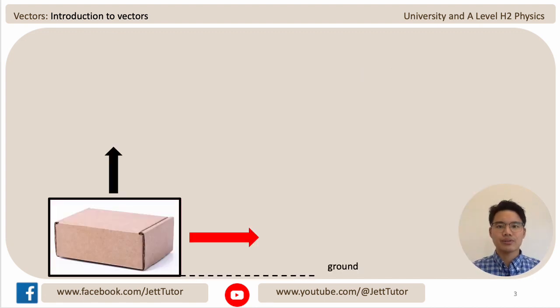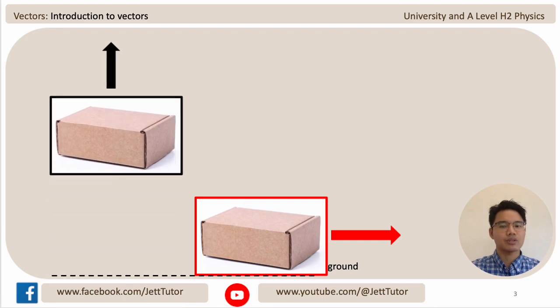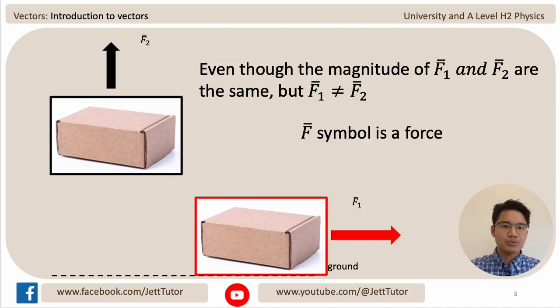Another example is force. Push a box with a force of size F and pull a box with a force of size F. They are not the same force because the first box went in the east direction and the second box went in the north, or up, direction. In vector concept, even though the magnitudes of F1 bar and F2 bar are the same, F1 bar is not equal to F2 bar. The F bar symbol is a force.